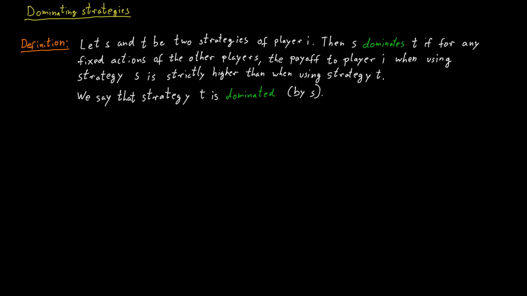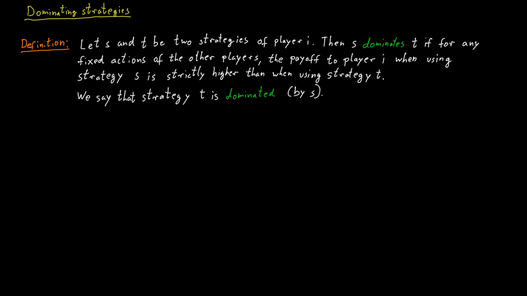The idea behind this is that if strategy S dominates strategy T, then the player should never play strategy T. Whatever the situation is, whatever the other players are doing, the payoff that the player receives would always be larger if the player picks strategy S instead of T. So strategy T is sort of useless for the player.